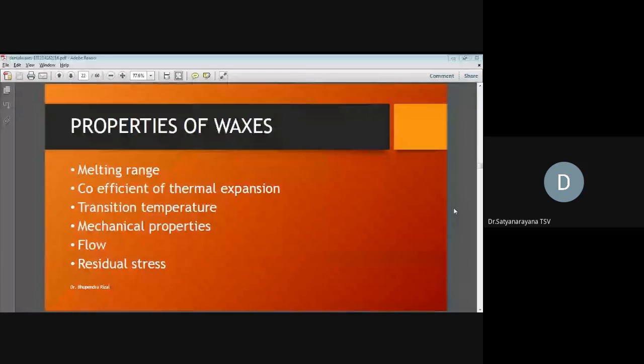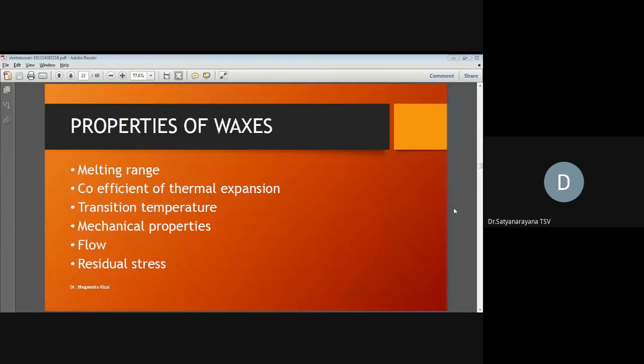Coming to the properties of your waxes. Most of the time, you will always talk about the melting range, coefficient of thermal expansion, transition temperatures, mechanical properties, flow, and residual stresses. Whenever you are talking about waxes, all these properties should be kept in mind. It is about the melting range because it is a thermoplastic material, you are going to heat it.